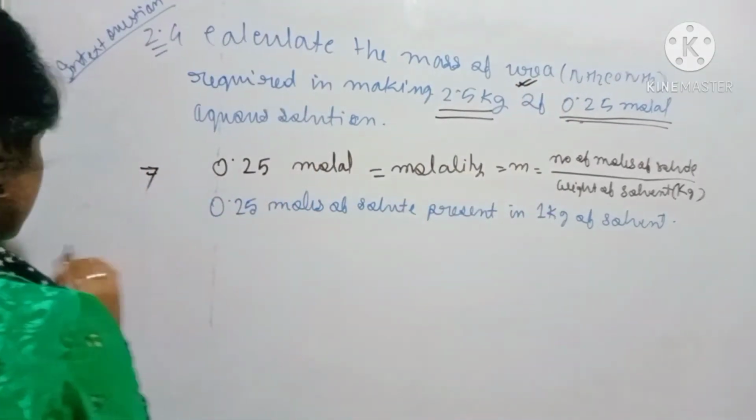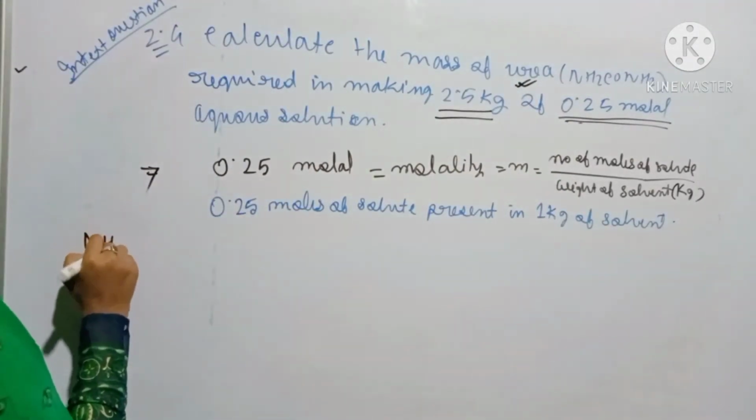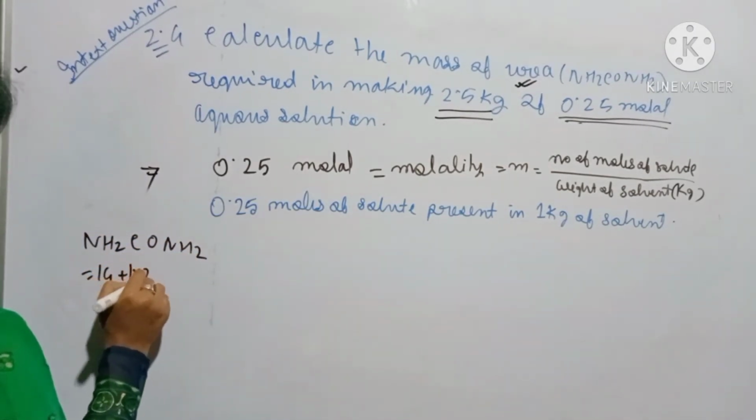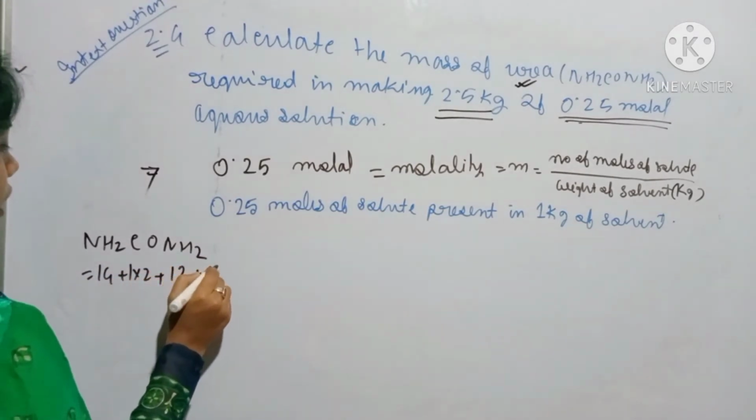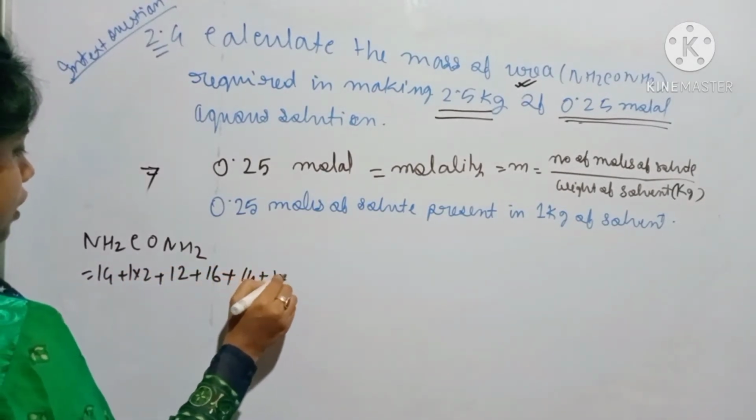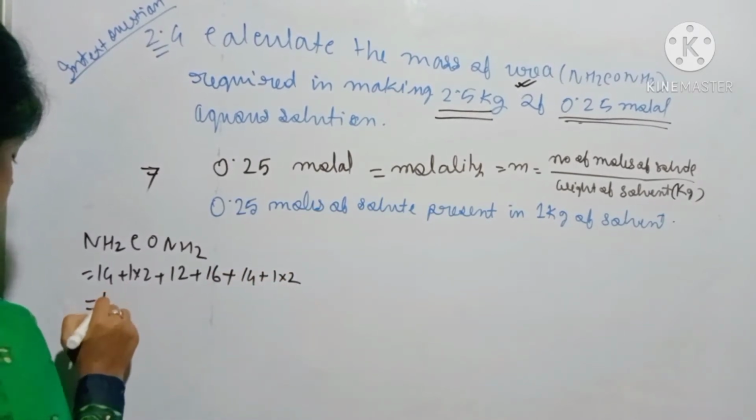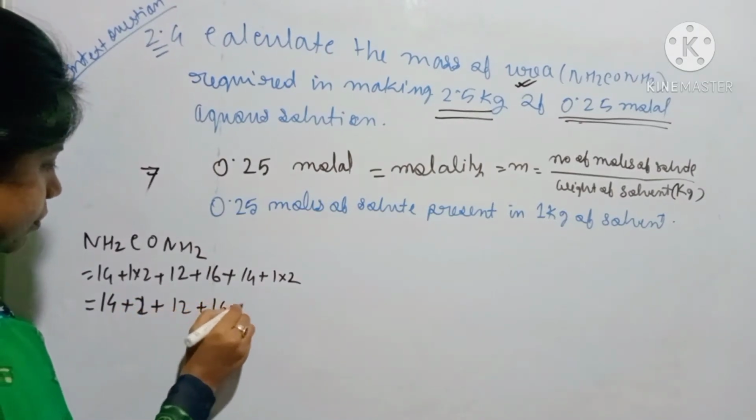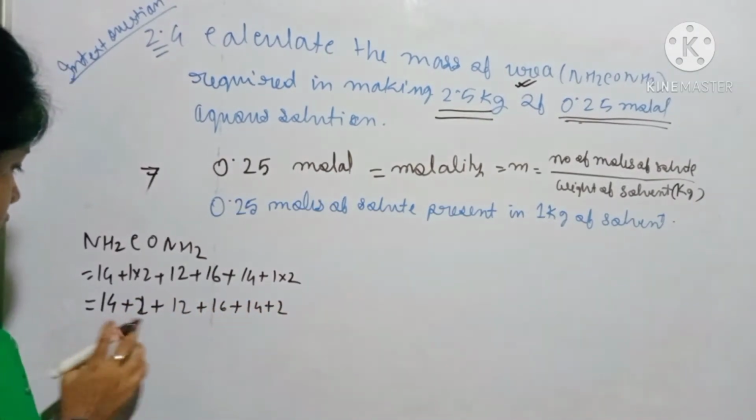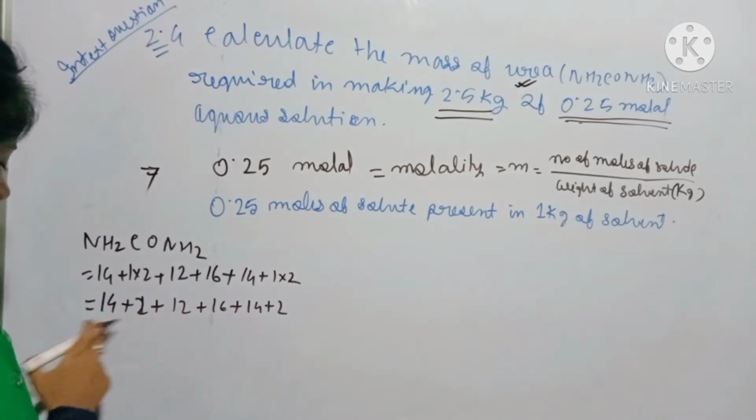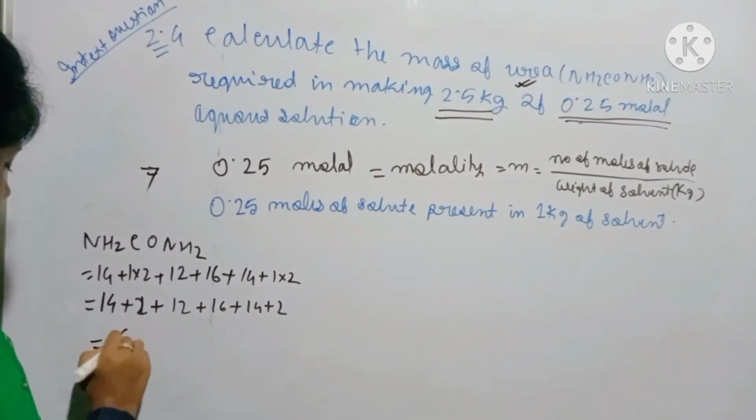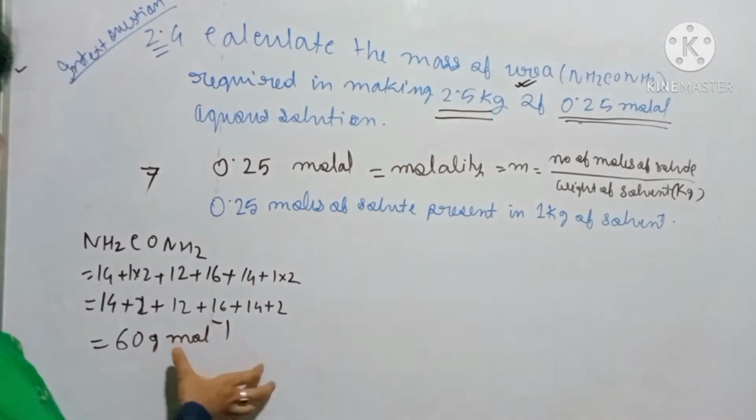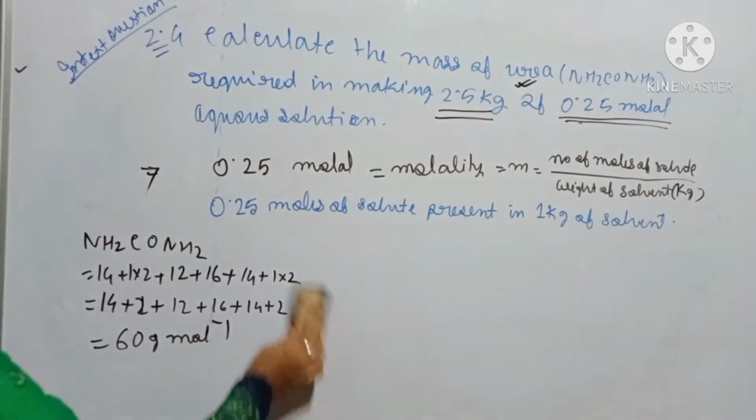So the molar mass of urea is 14 plus 1 into 2 plus 12 plus 16 plus 14 plus 1 into 2. You have to remember these things, you must know these things. 14 plus 2 plus 12 plus 16 plus 14 plus 2, it's around 60 gram per mole. So we know the molar mass of urea.